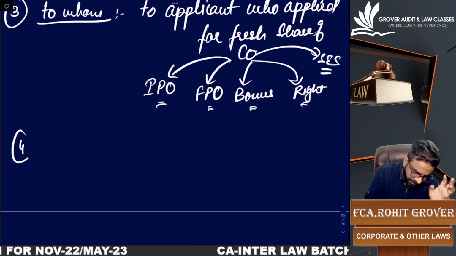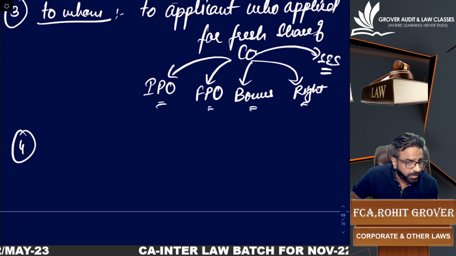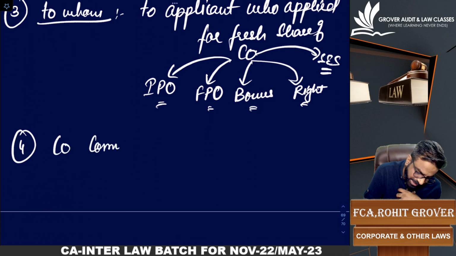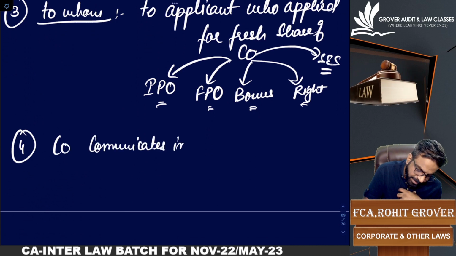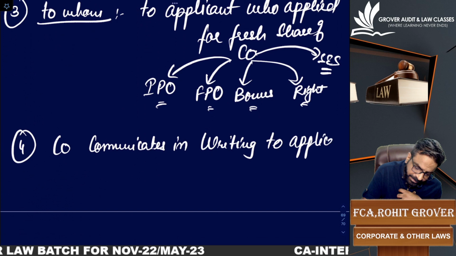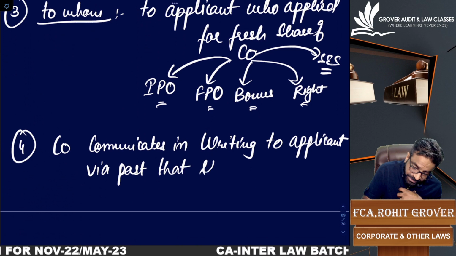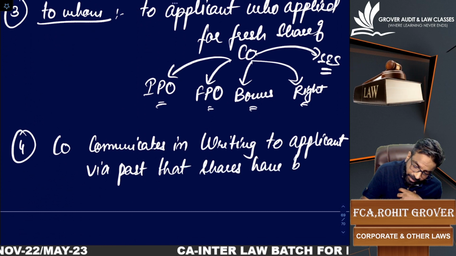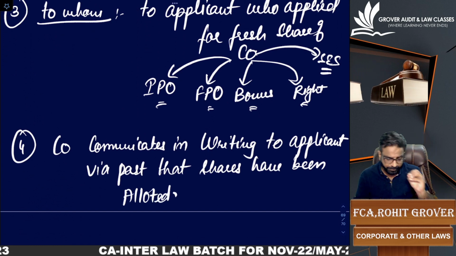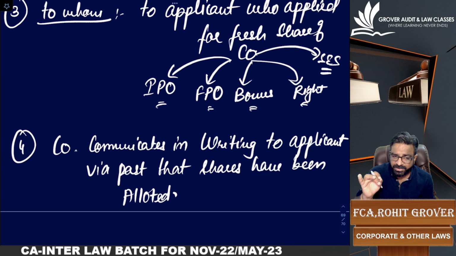Now, point number 4, everyone. How will the applicant come to know that shares have been allotted to me? The company communicates in writing to the applicant via post that shares have been allotted. Did you all understand the method? Always remember, the company has to communicate in writing to the applicant via post that the shares have been allotted.